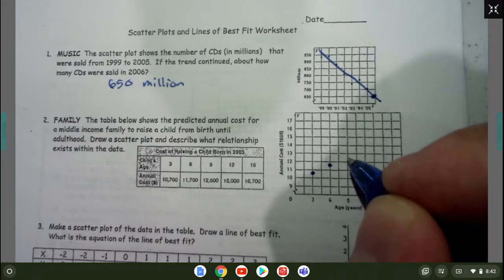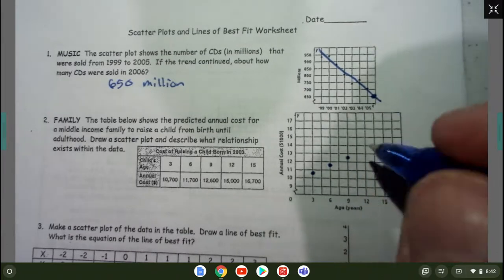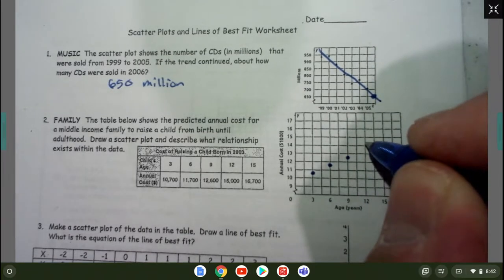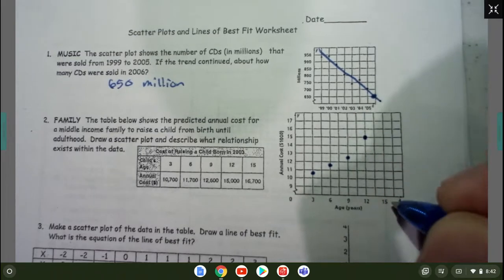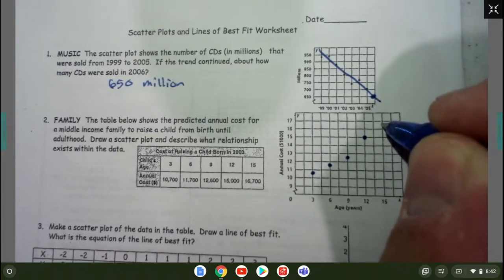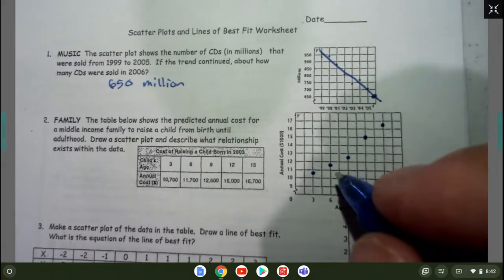9 is 12.6. 12 is 15,000 exactly, so that's nice. That's right there on the lattice line. And then 15 is 16.7, so right around there.